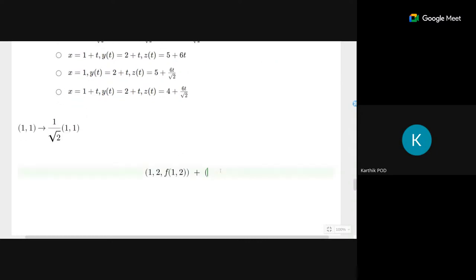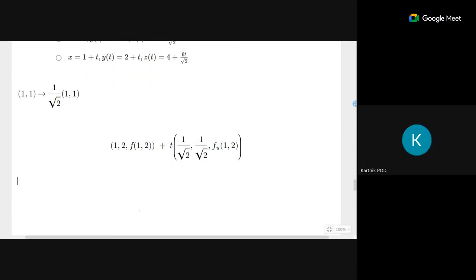Okay, so I am moving by 1 by root 2 along the x direction, and I am moving by 1 by root 2 along the y direction, and I have to move by fu of 1 comma 2, right? The point. So the directional derivative at 1 comma 2. Okay, so this is the equation of the tangent at the point 1 comma 2 along the direction 1 comma 1. Do you all agree? Yes. Okay, so the only thing which remains is to compute fu of 1 comma 2.